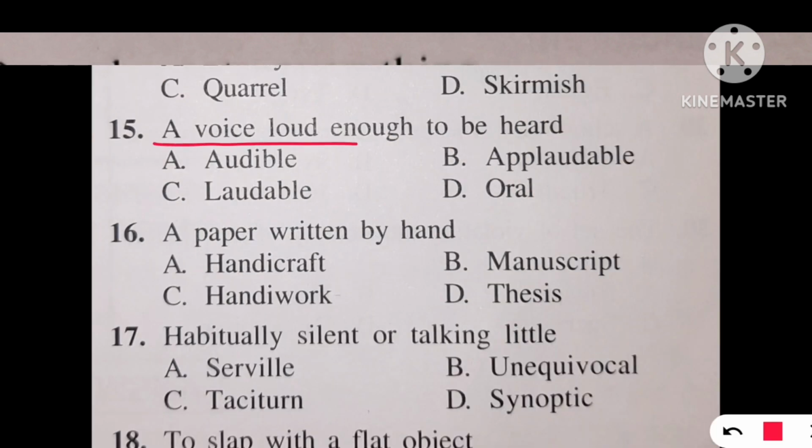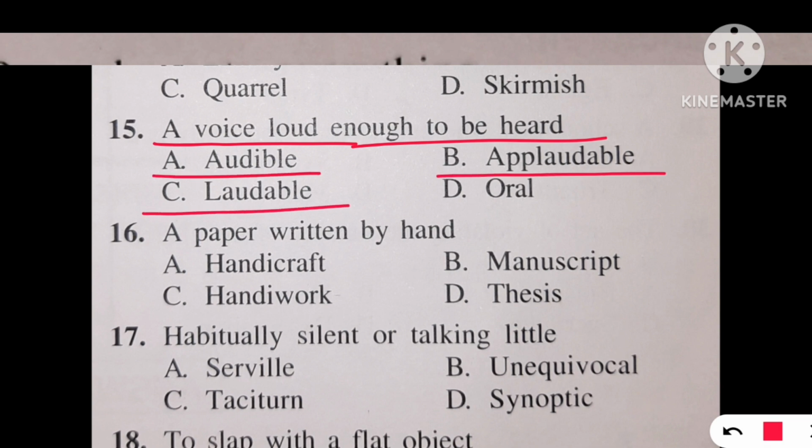15. A voice loud enough to be heard. It is called option A, audible, option B, applaudable, option C, laudable, and option D, oral. Option A is the right answer, audible. If a voice is loud enough to be heard by anyone, it is called audible.